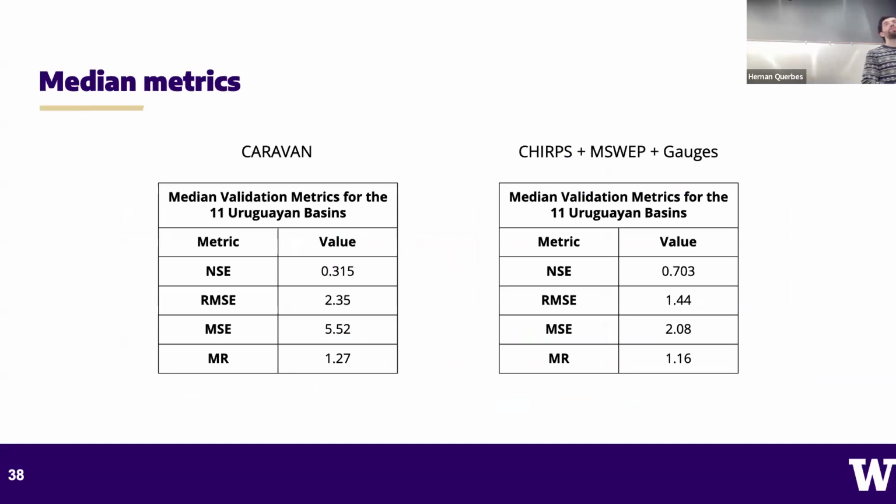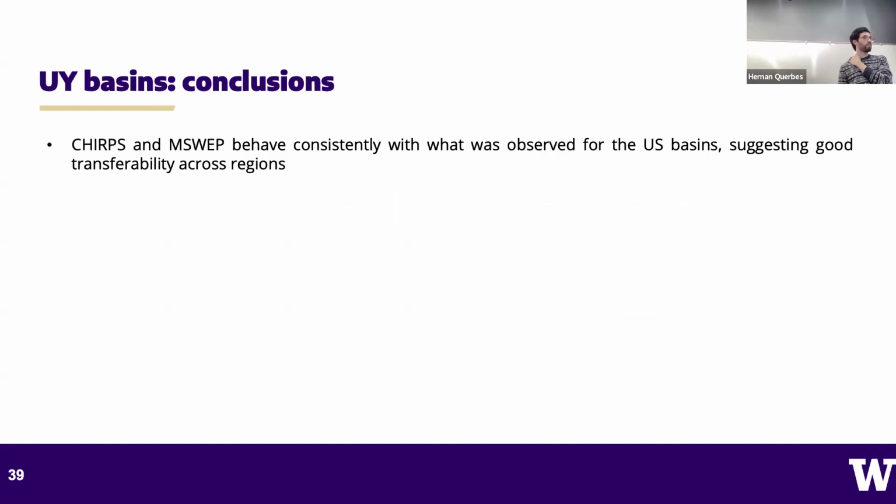Here are the median metrics too, so you can compare, but when we were just using CARAVAN, we had an NSE of 0.3, and now we have an NSE of 0.7. We are much closer to 1, that's what we desire. Also, when looking at the means ratio, we see a huge improvement. We were over-predicting by almost 30%, and now we are just over-predicting by 16%. So that's a huge improvement too.